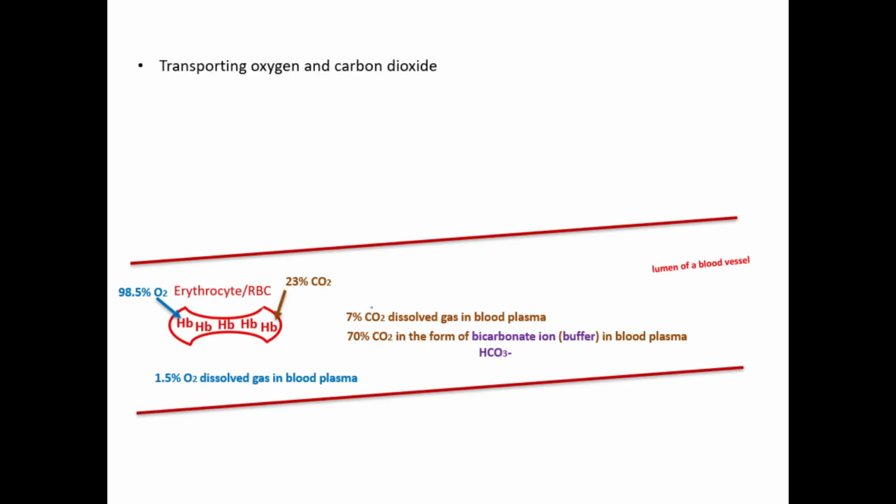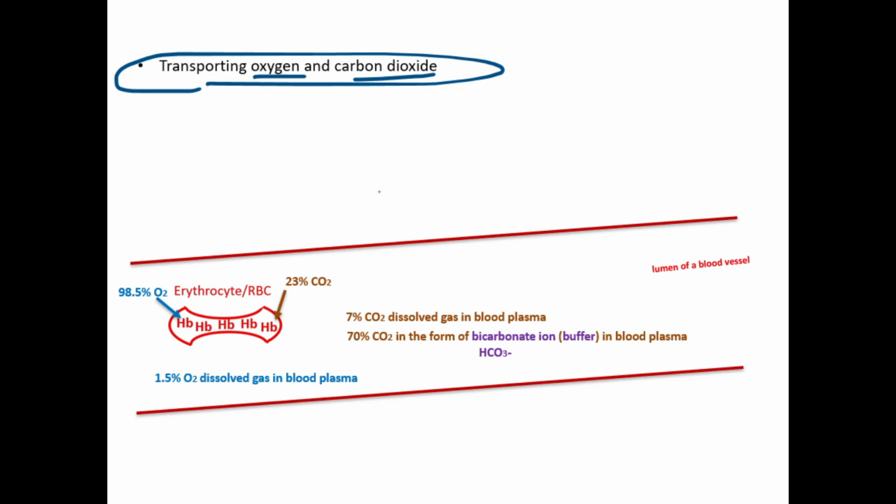This is a cell that has many different functions. One of the very important things that the red blood cell does is transporting oxygen and carbon dioxide. So this is the cell that transports oxygen to the tissue cells and collects their carbon dioxide and sends the carbon dioxide to those organs that can excrete this gas out of the body.